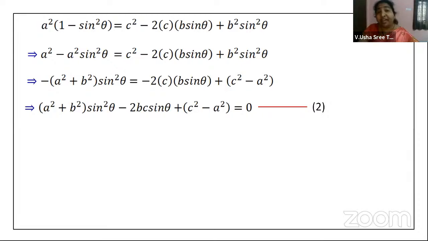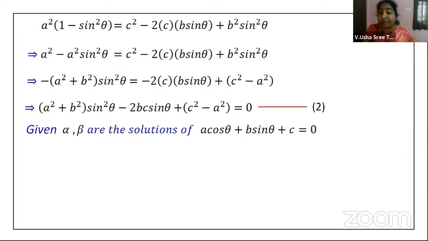There you have taken ax square plus bx plus c equal to 0 as a standard quadratic equation. Now instead of x, you have sin theta over here, right? So I can say equation 2 is representing a quadratic equation in terms of sin theta, right? Now you are given that alpha and beta are the solutions of a cos theta plus b sin theta plus c equal to 0. Now it means sin alpha and sin beta should be the solutions of equation 2, isn't it?